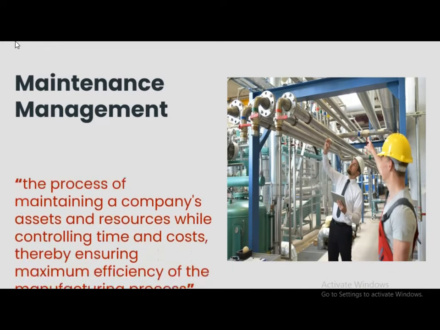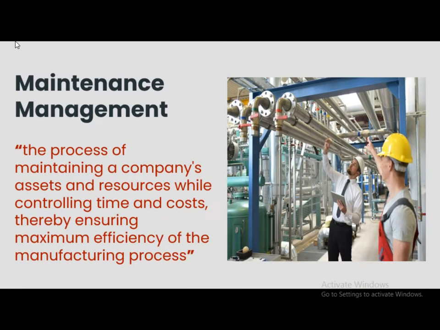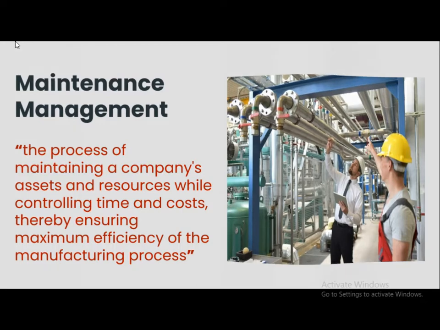Next function is maintenance management. There are three types of maintenance: regular maintenance, preventive maintenance, and breakdown maintenance. Maintenance management is the process of maintaining the company's asset and resources while controlling the time and cost, thereby ensuring maximum efficiency of the manufacturing process.